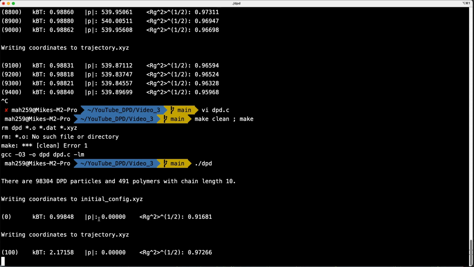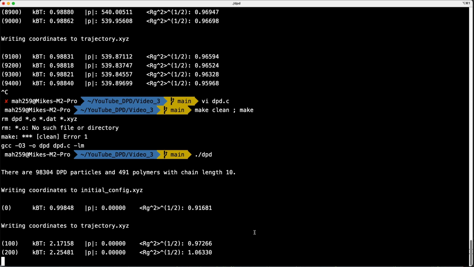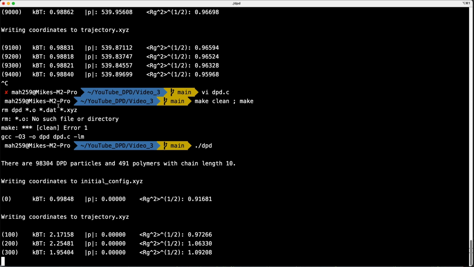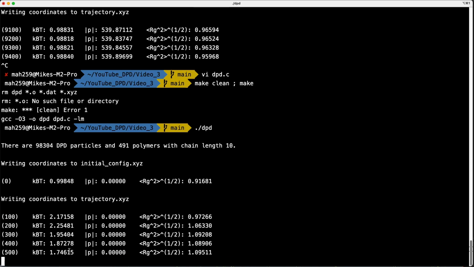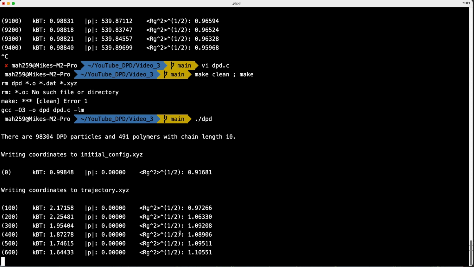Right off the bat, we notice the momentum is 0 and it stays 0. So that's fantastic. The momentum is conserved. Notice that the temperature now is changing. It doesn't just stay at 0.98. It shoots up above 1 and then starts to decay. This is the normal behavior that I expect for the simulation.